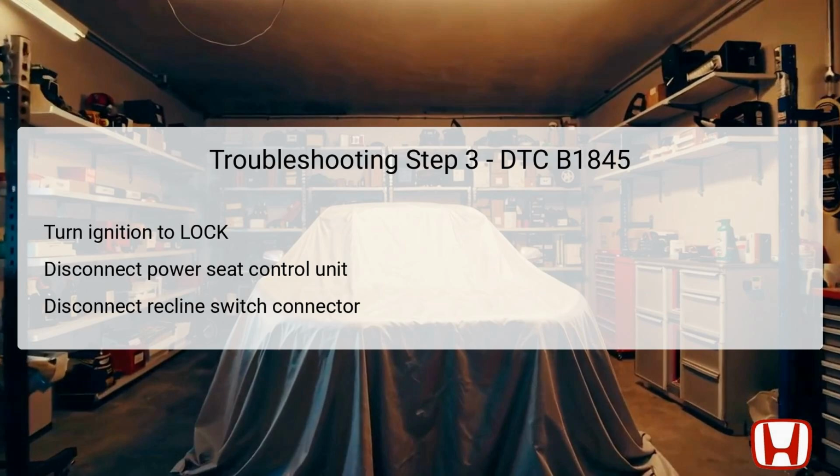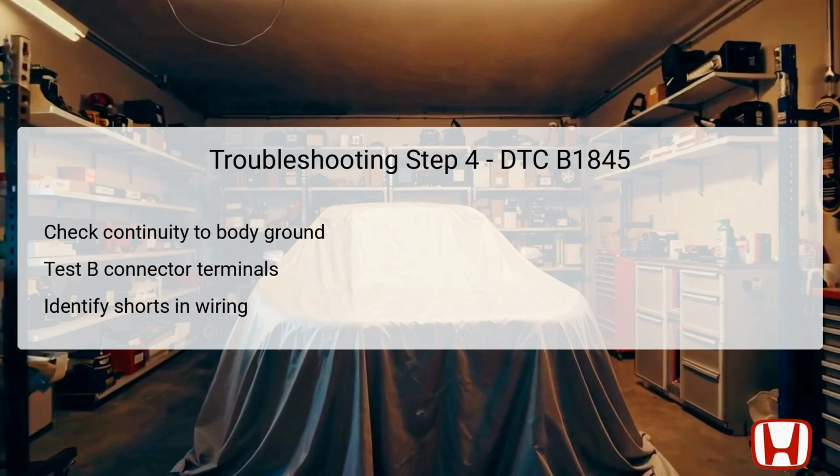Following this, the Recline switch connector, which has a 12-pin configuration referred to as 12P, should also be disconnected. This disconnection is important to isolate the variables in testing and ensure that you are accurately assessing the power seat control unit's performance without interference from other components.